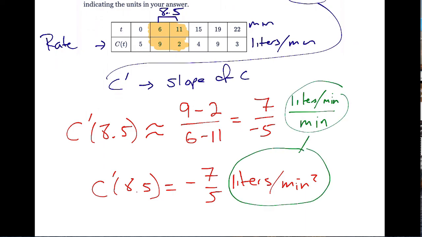So think back to your chemistry days when you were converting to moles. That's just a unit conversion kind of thing. That's just looking at units. Liters per minute divided by minutes is liters per minute squared.